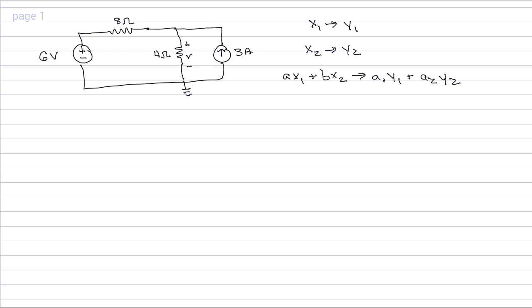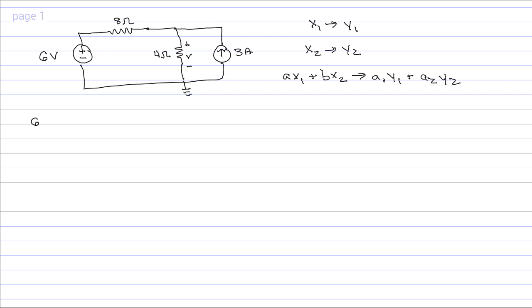So when analyzing a circuit via superposition, you want to incrementally, one by one, find the response due to one source and turn the other source off. We'll talk about what that means in a second. Do that for each source, and then combine the total response as the sum of the individual responses.